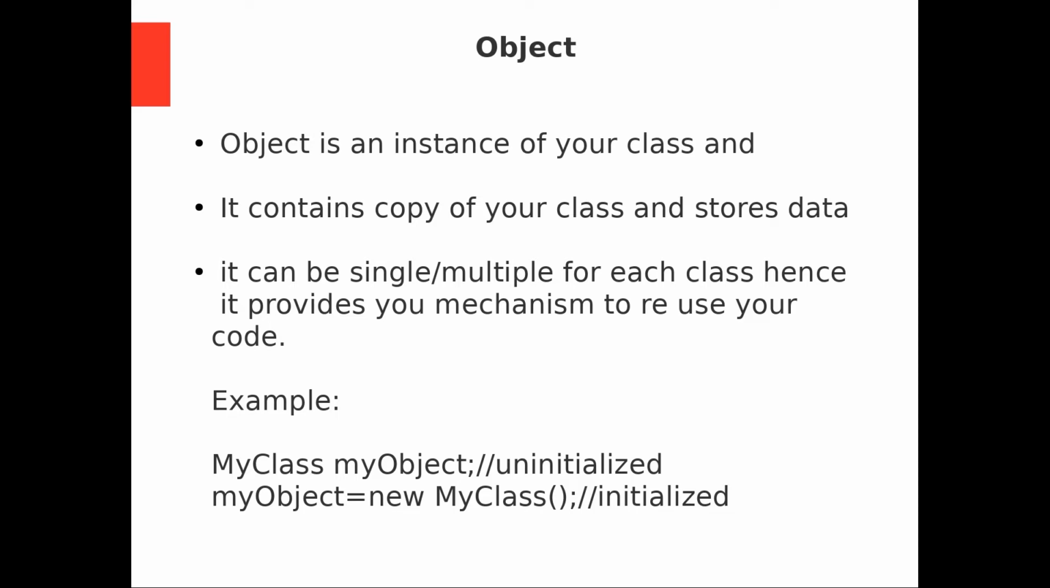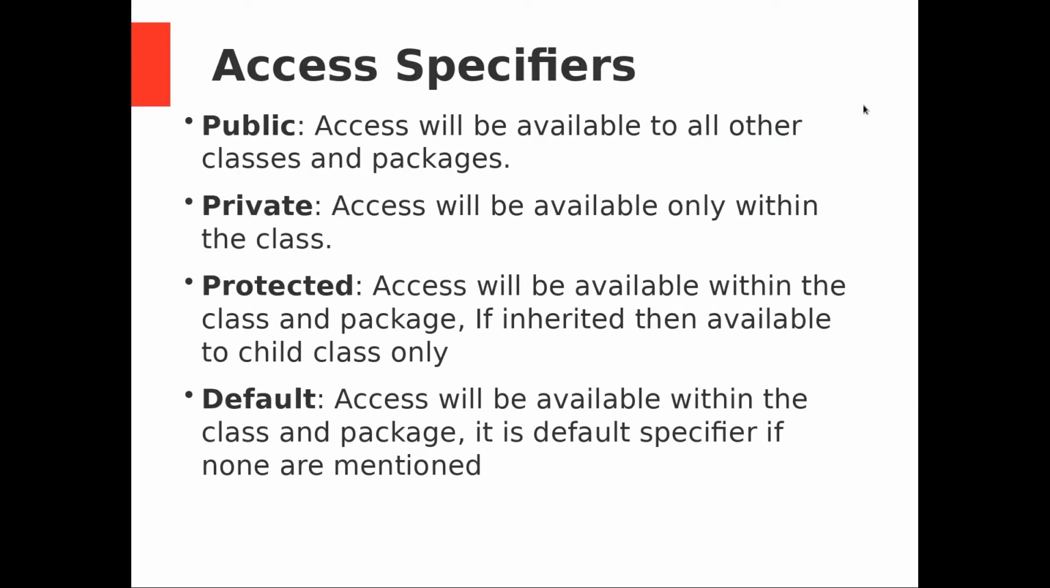Moving on to access specifiers. In Java, we have four types of access specifier. First is public. Public means access will be available to all other classes and packages. We will learn about packages in our upcoming videos. After that, we have the private access specifier, which means access will be available only within the class, not outside the class. After that, we have protected, which means access will be available within the class and package, and if inherited, then available to the child class only.